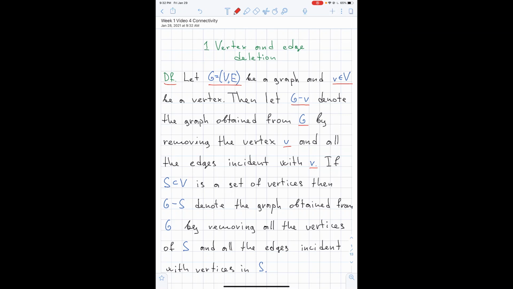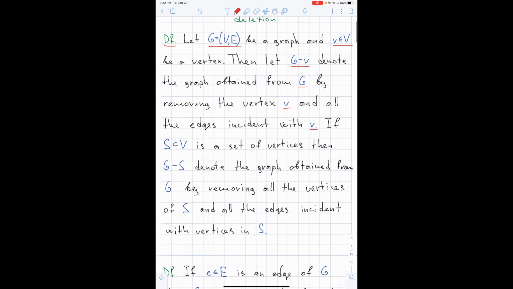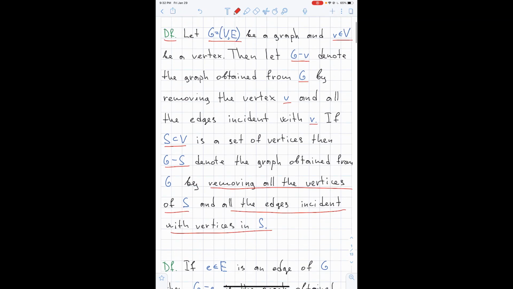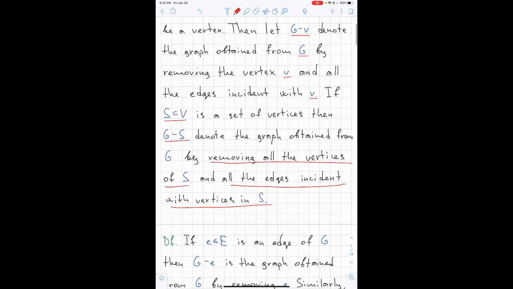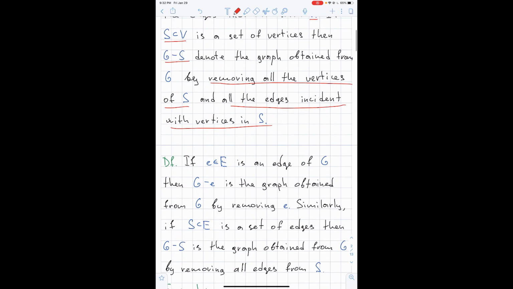Similarly, if we have a subset of vertices S, not just one vertex, but maybe several vertices, then we can remove all of them, and as we do, we also have to remove all the edges incident with vertices in S. So that's how we remove vertices and sets of vertices.